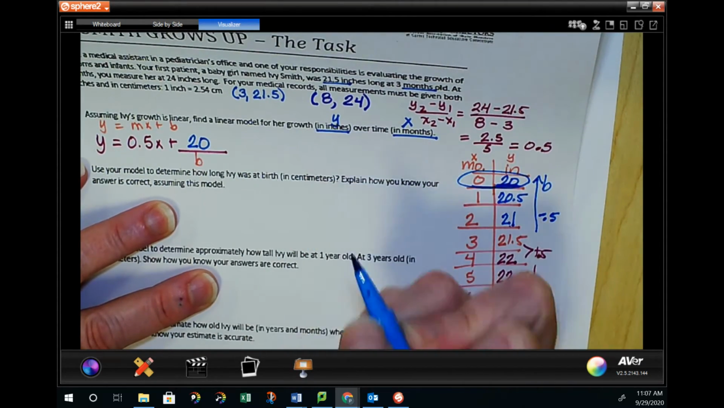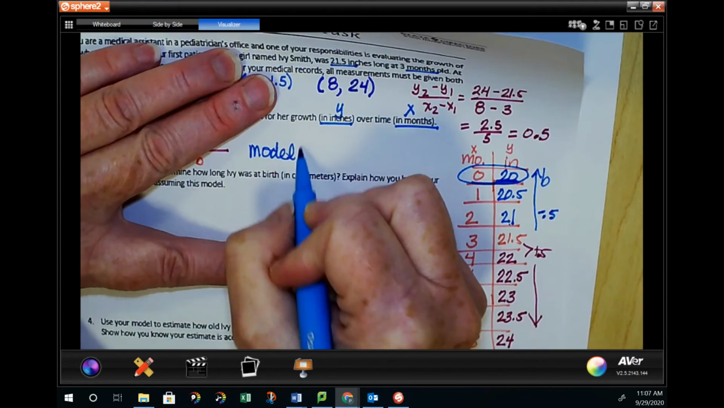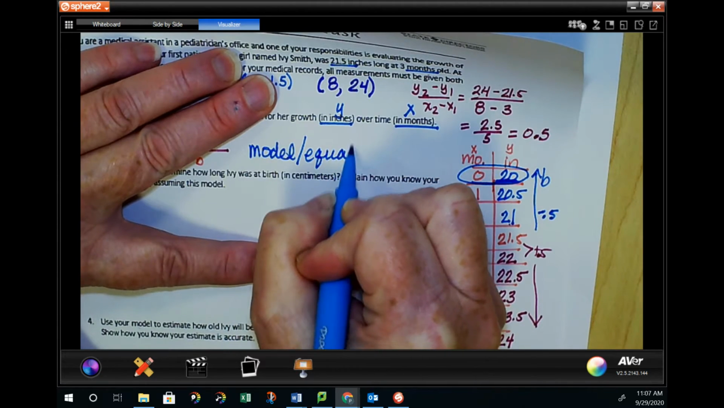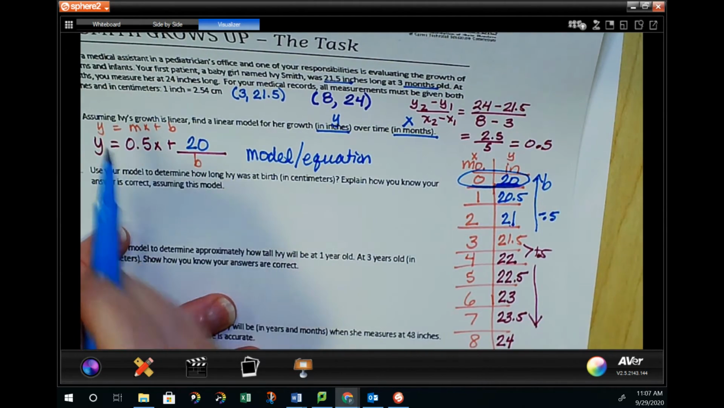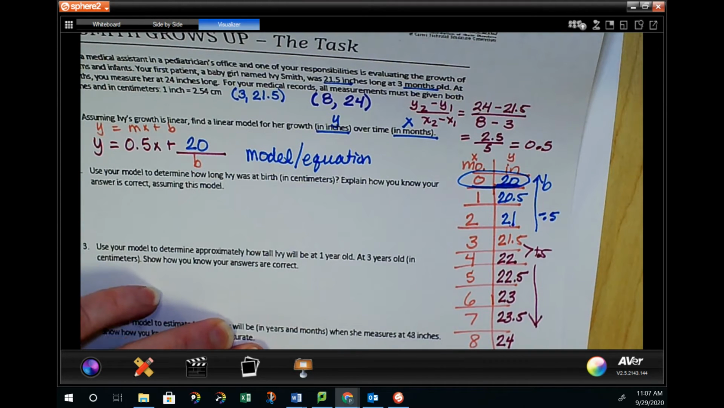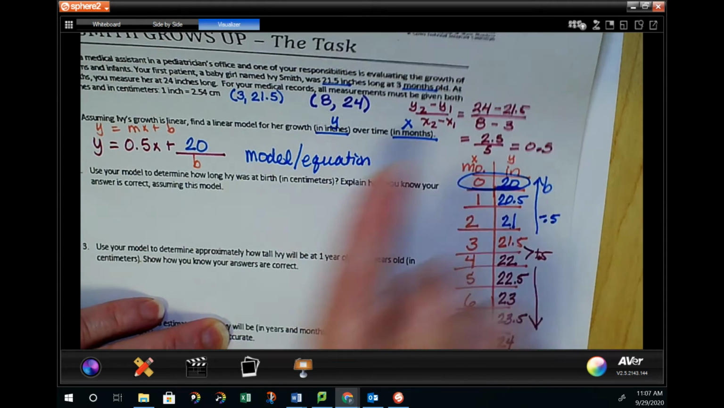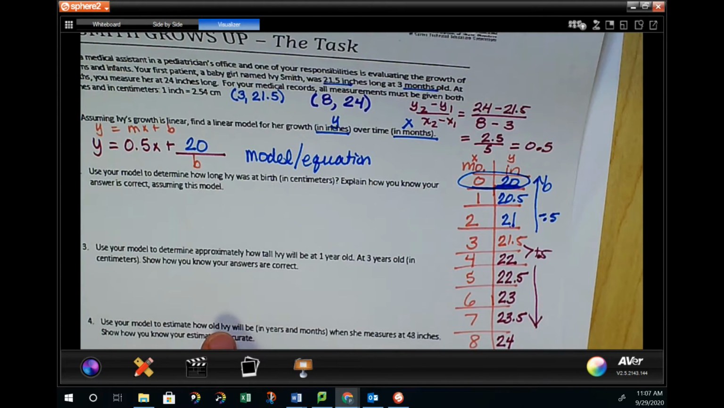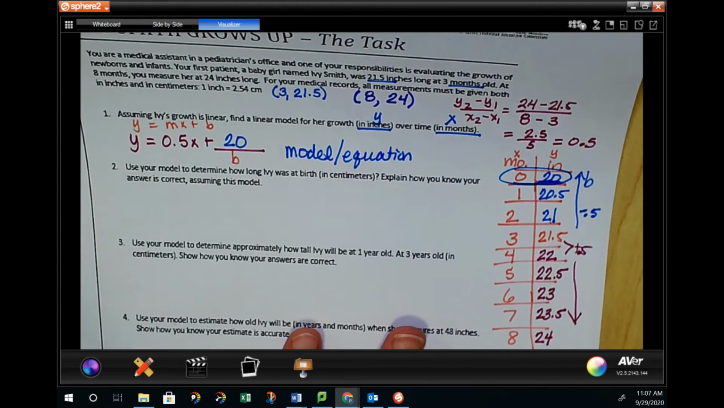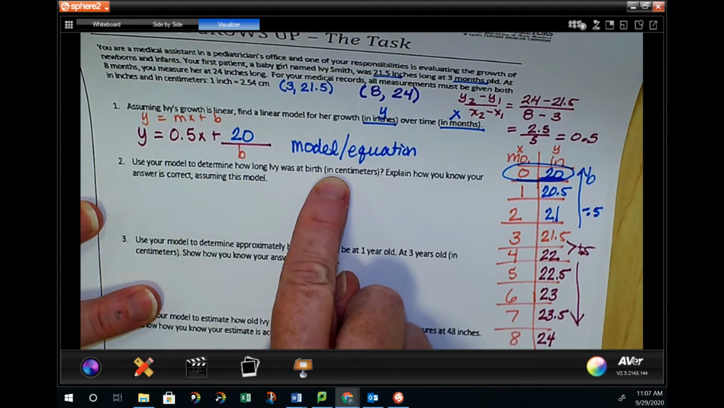Now this is called the model, and that's like saying the equation. It's a model because we made the assumption that Ivy is going to grow linearly, in a linear pattern, so her height is just going to keep growing at a steady rate. We know that's not necessarily true, but we're making that assumption to make our life a little easier and give us predictions. So you're going to use your model, your equation, to determine how tall she is in inches.